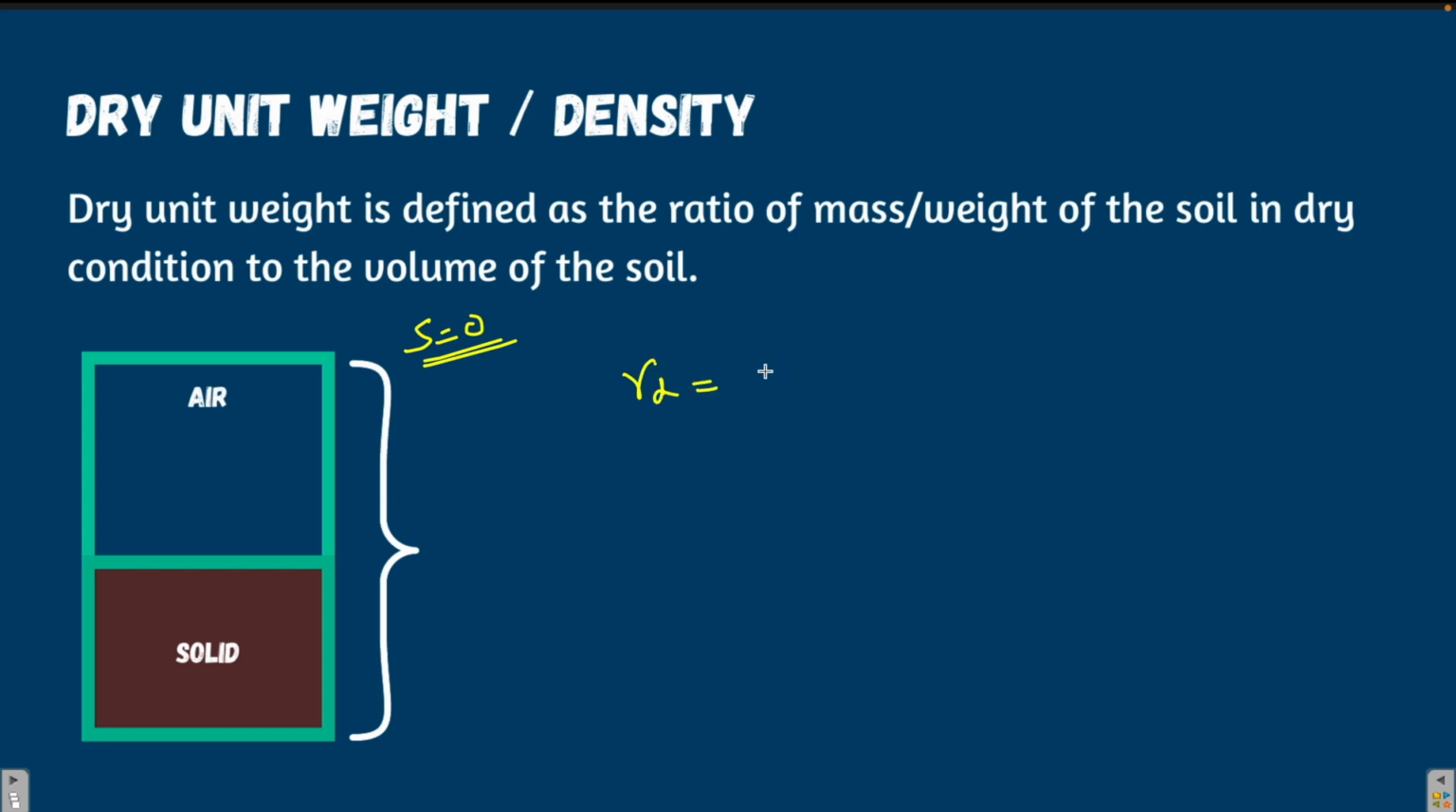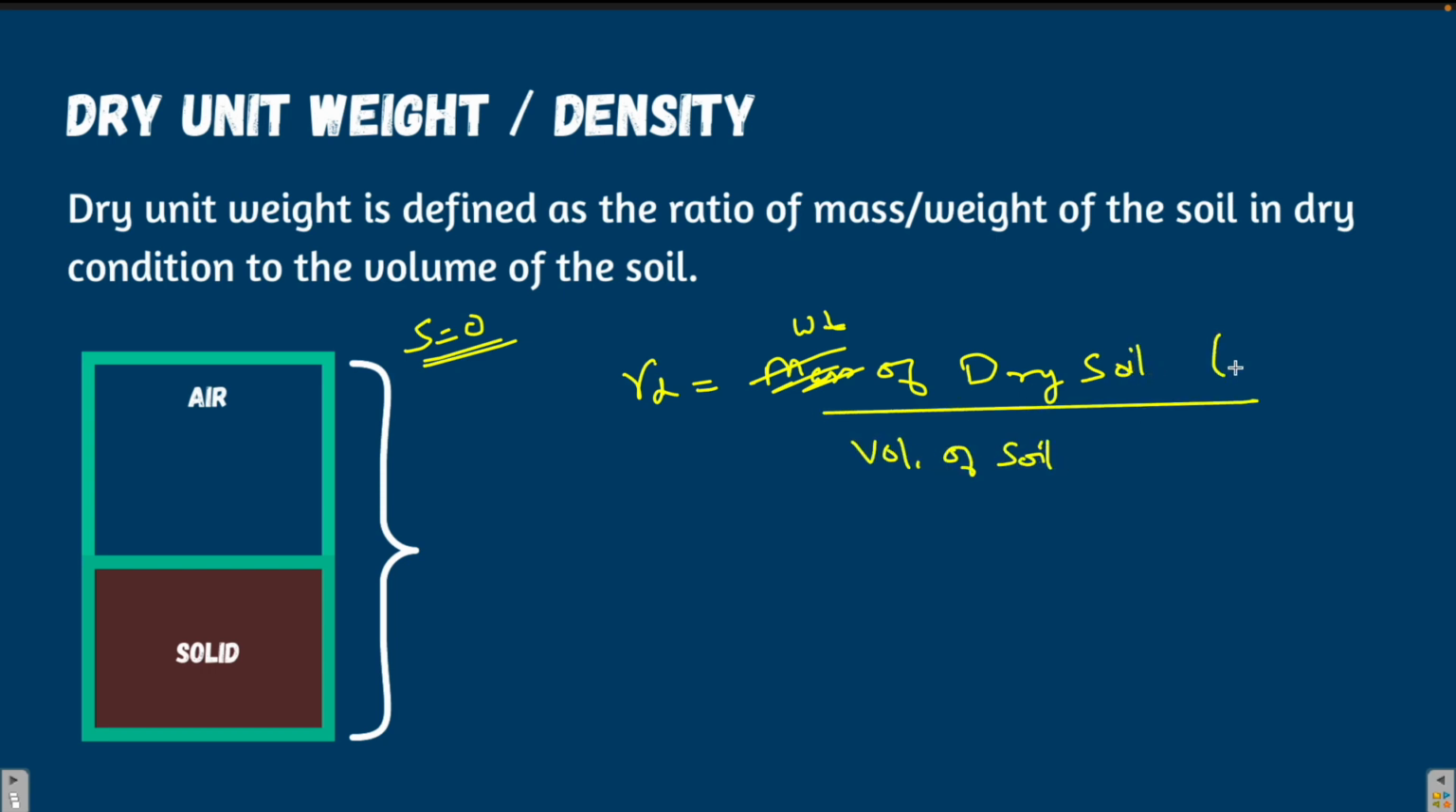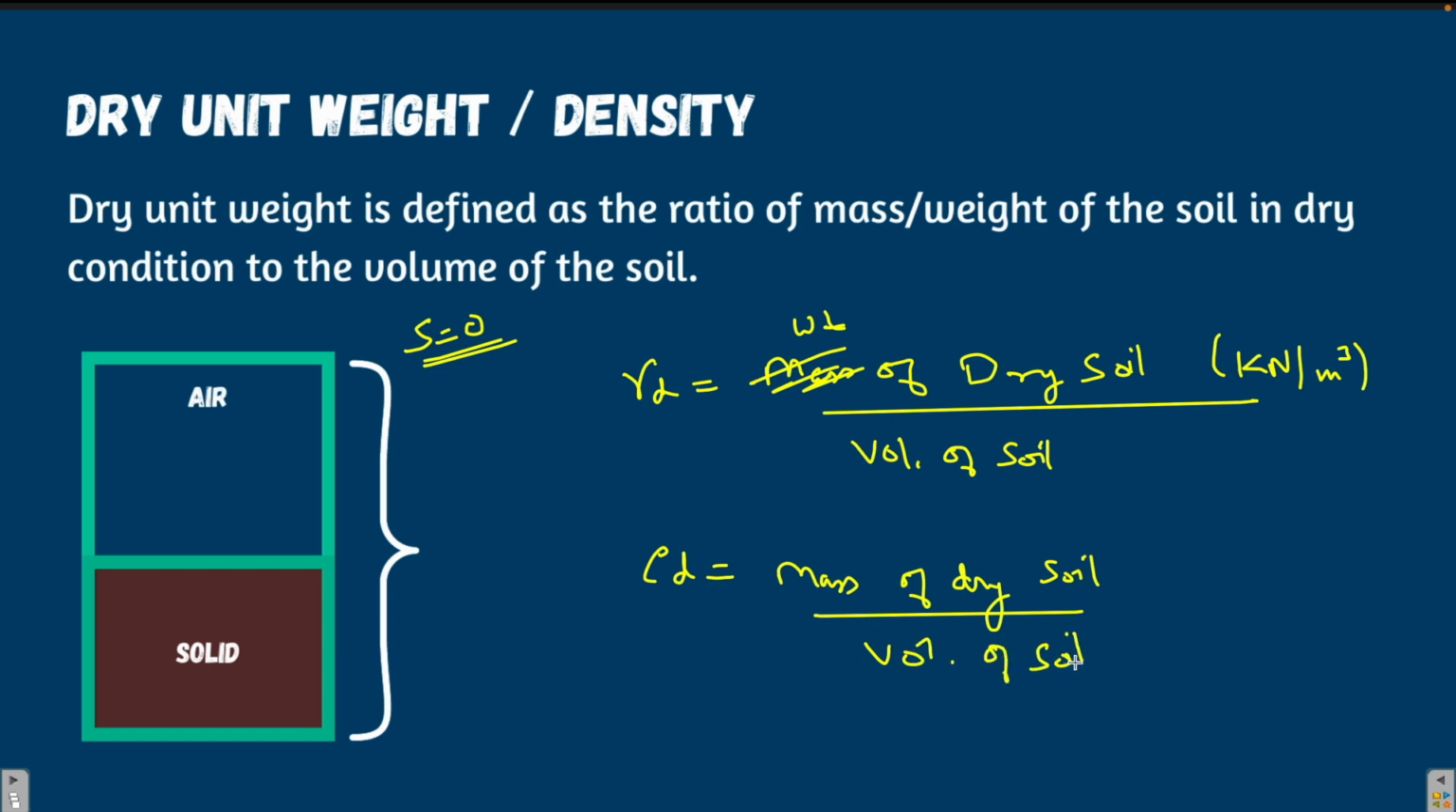Dry density is the weight of dry soil. Let me write weight of dry soil to the volume of soil. It is also represented in kilonewton per meter cube or Newton per meter cube. And if we want to express this in density, it is the mass of the soil in dry state, mass of the dry soil to the volume of the soil. And as you know, unit must be in kg per meter cube.